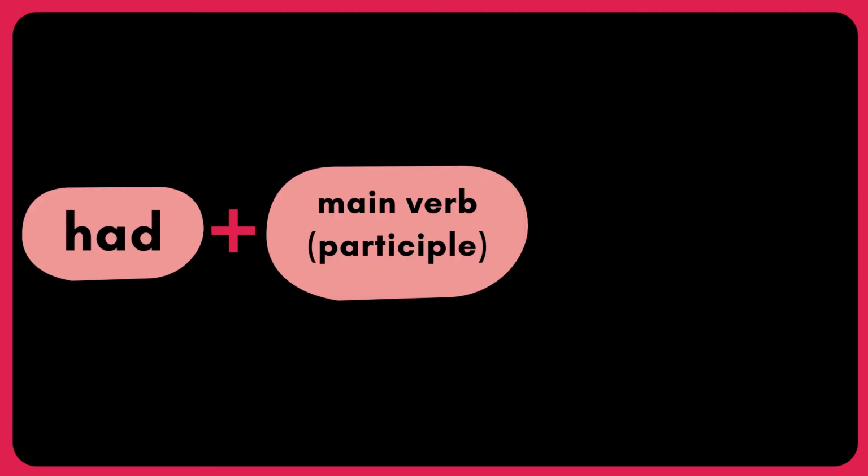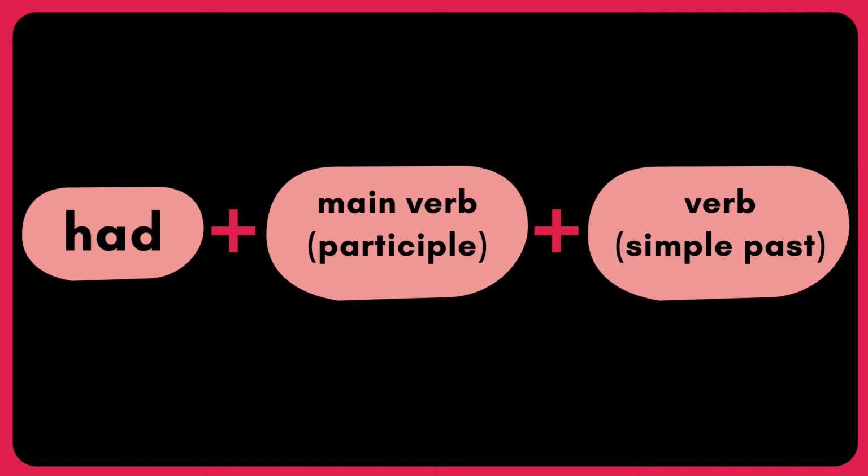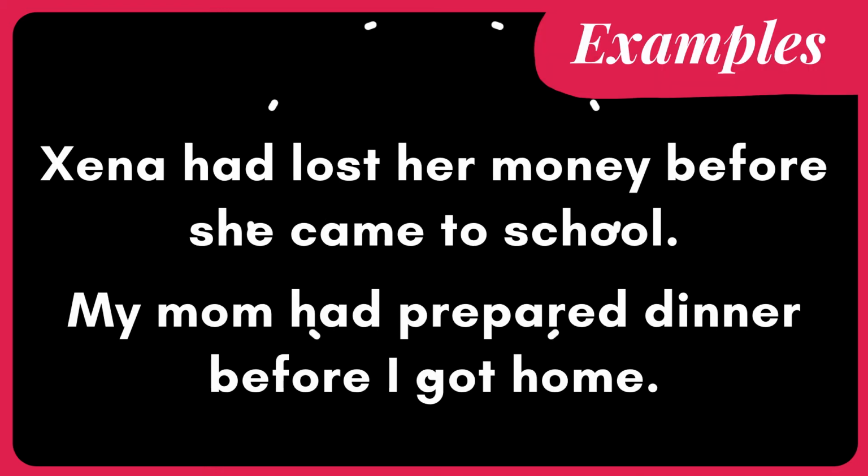It follows the format had plus verb in past participle form plus another verb in simple past form. For example, Sina had lost her money before she came to school. My mom had prepared dinner before I got home.